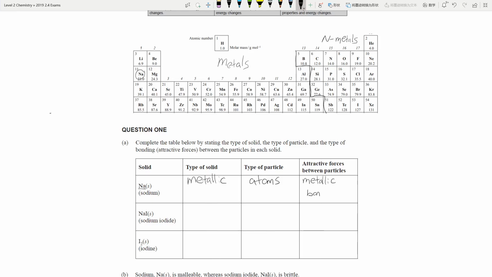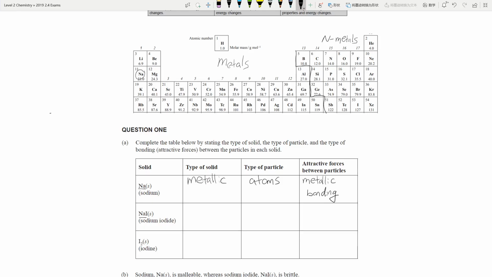And what is metallic bonding? Metallic bonding is the force of attraction between the positive nucleus and the negative delocalized electrons. But this particular question is only achieved, so we're not going to spend too much time here. Let's look at the next one, sodium iodide.